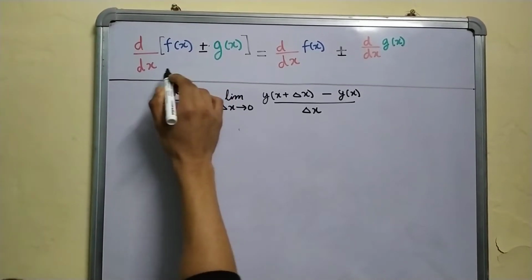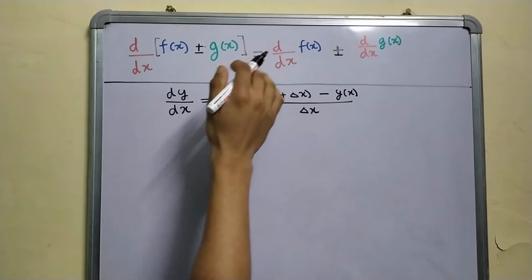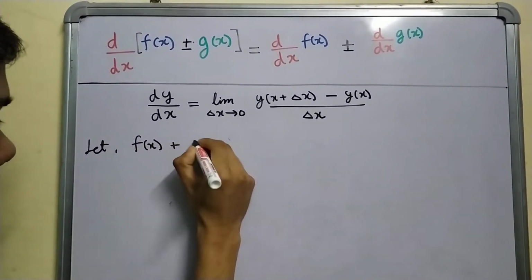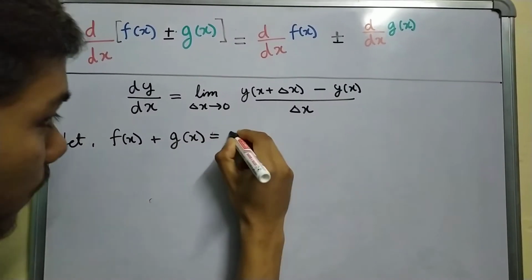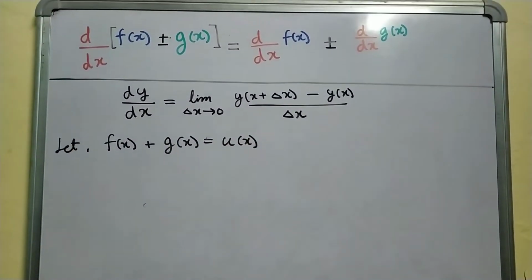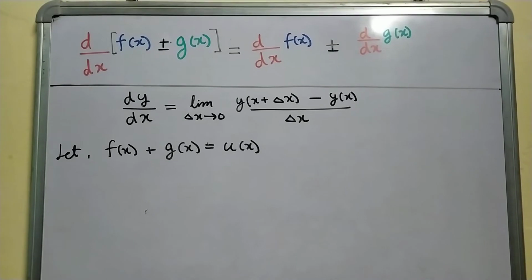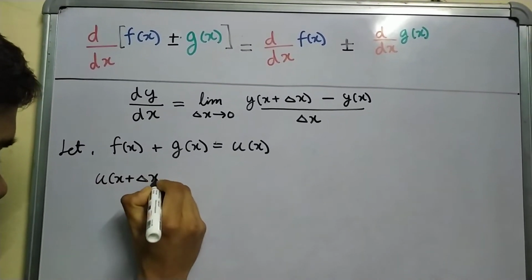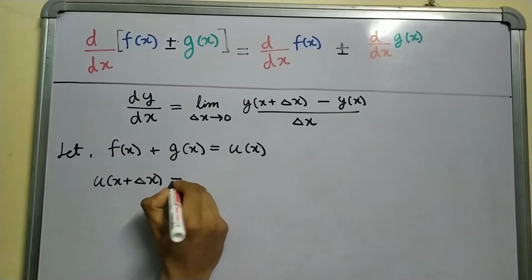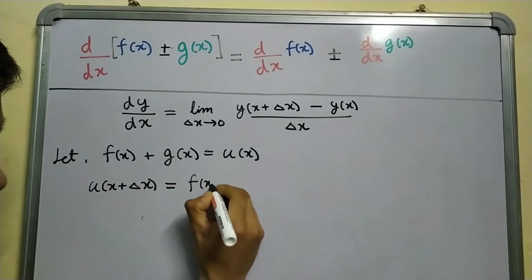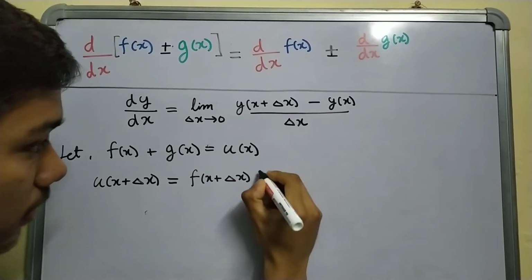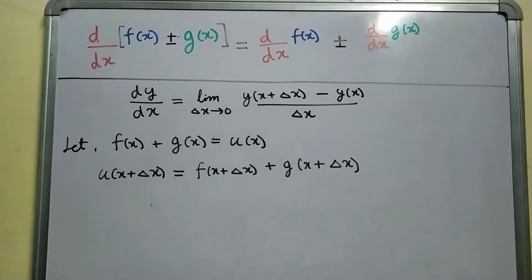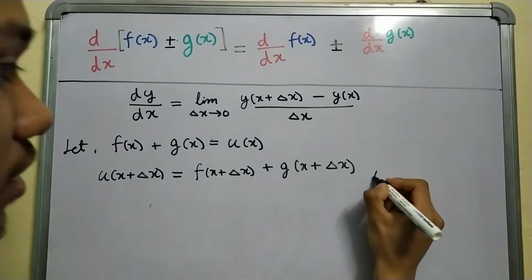Now since we'll be using f of x plus g of x many times, it's better to write f of x plus g of x as some function u of x. Okay, now what will be u of x plus delta x? So x plus some increment in x, it will be f of x plus delta x plus g of x plus delta x. So we have simply changed x to x plus delta x.